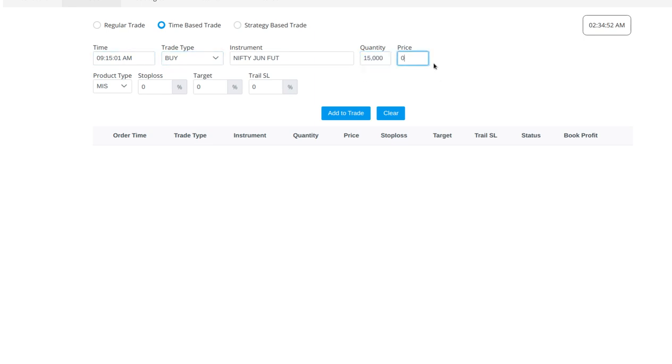And coming to the next section, which is the price. Here in the price, if you don't put anything, like if you set it to 0, then it is placing the orders for them as a market order. That means it's immediately bought or sold at the market price.